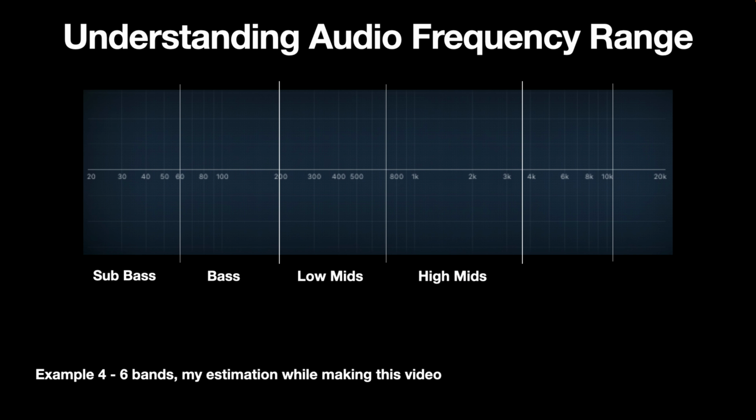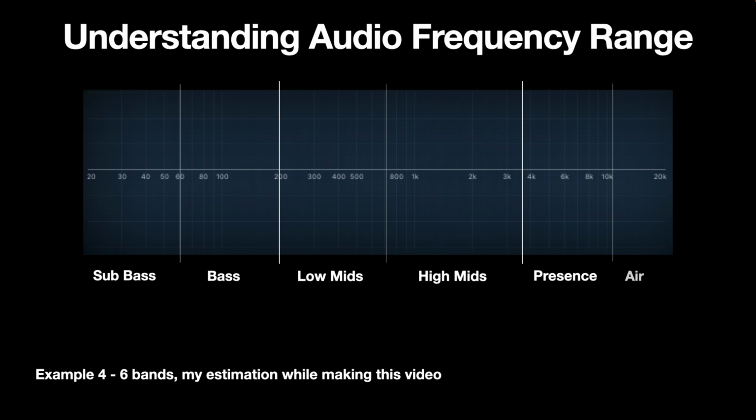Then the high mids or upper mids going from 800 to 4 kilohertz. This is going to add a lot of clarity, definition, and character to guitars, vocals, and many more. And next to that, we have presence going from 4 kilohertz to 10 kilohertz. So this adds presence and intelligibility. This is going to be critical for vocals and snare details.